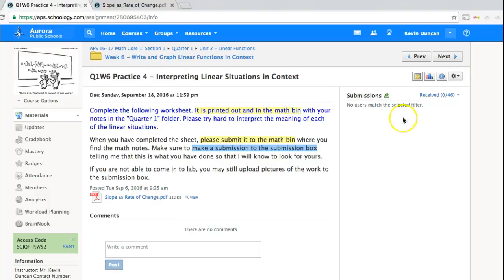Again, you can submit here by taking pictures and then submit, or you can turn it into the bin where you find the notes. But if you do that, make sure you still submit something, tell me that that's what you did and which lab so I know where to look for it and I can throw a grade in there for you too.